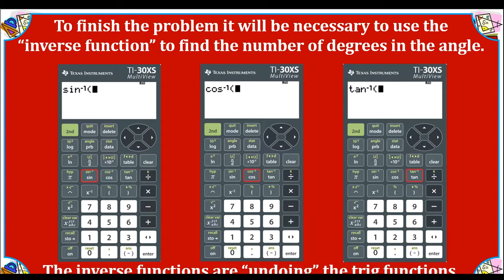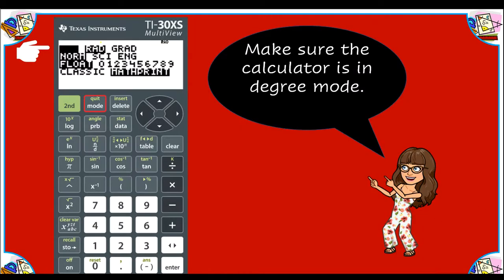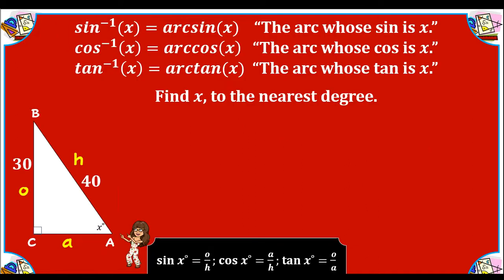Now remember to make sure that your calculator is in degree mode. If it is in radian mode, just go to mode and then highlight degree. It's the first one, and then click enter. Another way to say the inverse of sine is arc sine x, which is read, the arc whose sine is x, or the arc whose cosine is x, or the arc whose tangent is x. I'll just be using the -1 exponent.